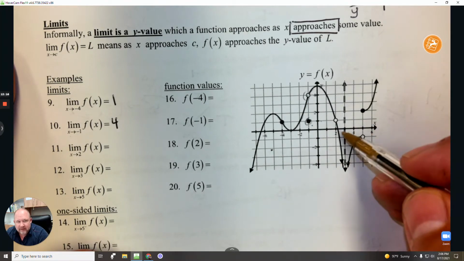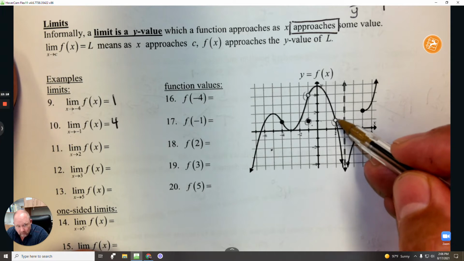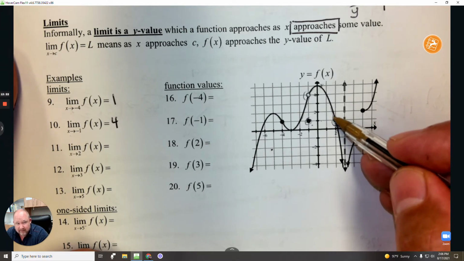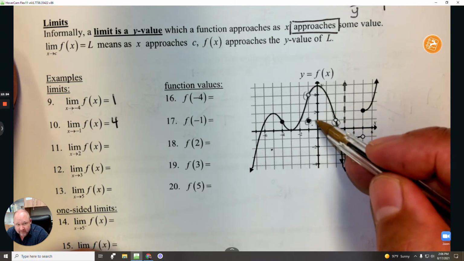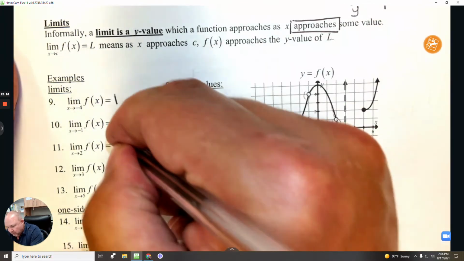What's the limit as x approaches 2? There's a hole, but a limit exists at a hole if it approaches the same y value from both sides. So the y value here is 1.